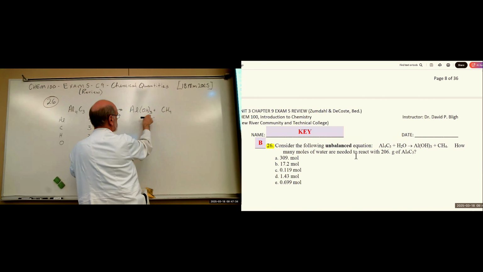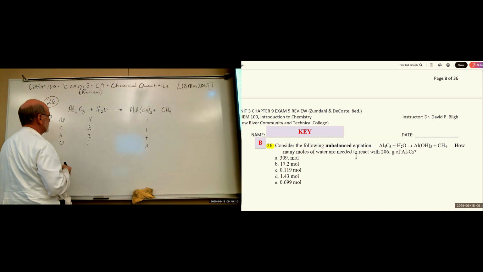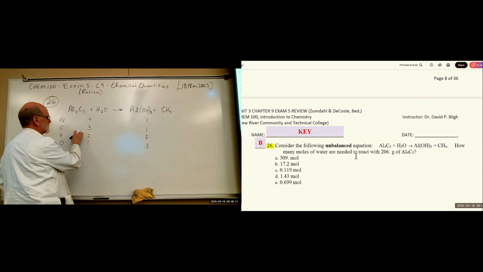We don't have any elements that we hold till the end. So let's see. We start with aluminum. Or start with carbon. I'm tempted to start with carbon rather than aluminum. Let's start with carbon. I just have a feeling that carbon's going to work better.